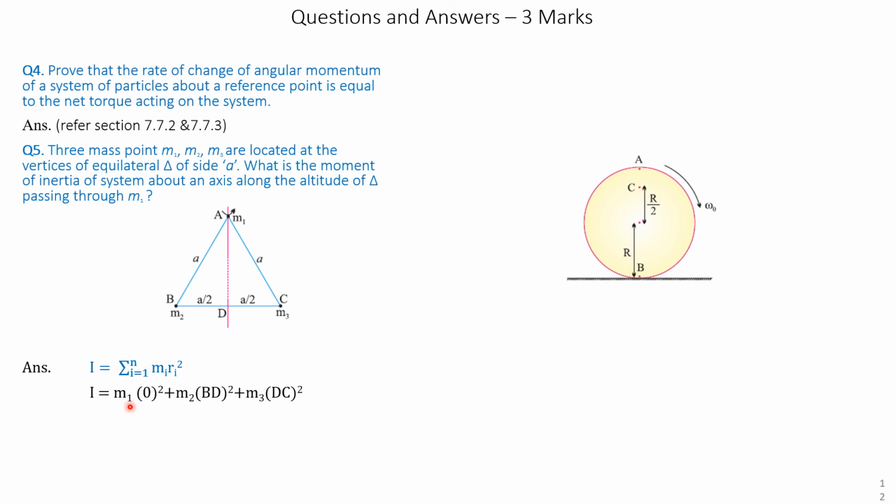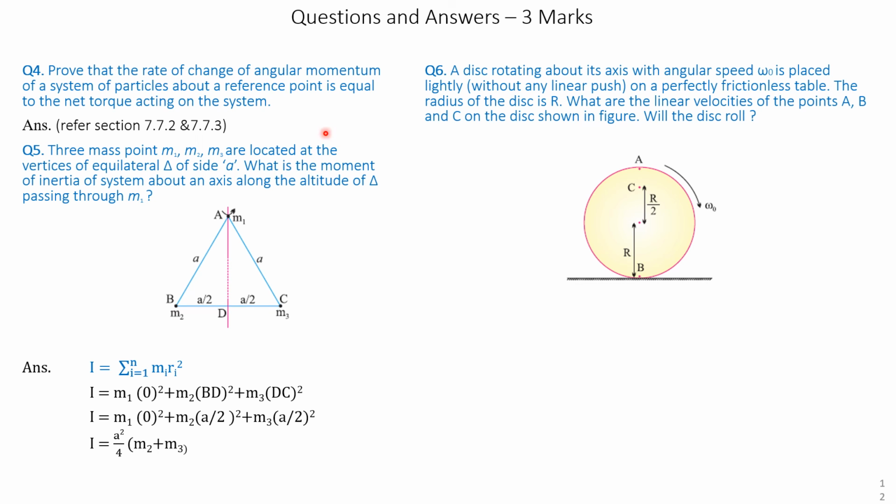Therefore, I is equal to m1 into 0, suppose we take the point (1, 0) square, plus m2 into BD, that is the vertical distance from this axis. So, m2 times (A by 2) squared for BD, plus m3 into DC. Substituting BD and DC as A by 2, we get I is equal to A square by 4 into (m2 plus m3), where A is the length of each side of the equilateral triangle. Next question, question number 6.